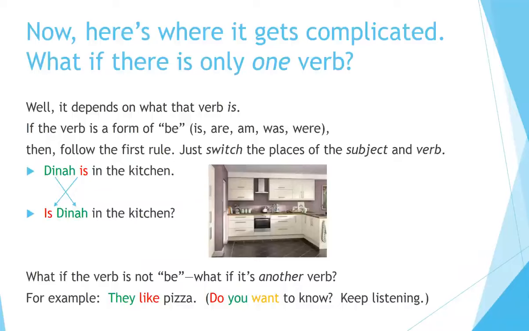Now, here's where it gets complicated. What if there's only one verb? Well, it depends on what the verb is. If the verb is a form of be, is, are, am, was, or were, then follow the first rule. Just switch the places of the subject and verb. For example, Dinah is in the kitchen. Is Dinah in the kitchen?